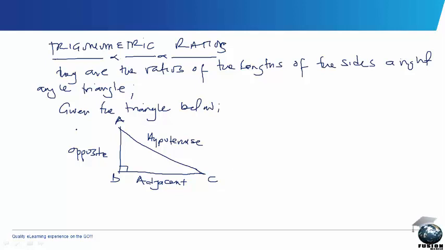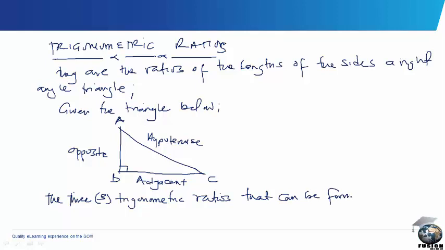There are three trigonometric ratios you can derive from this triangle, and the three trigonometric ratios that we can derive from this triangle are the sine, the cosine, and the tangent. They are formed using the lengths of the three sides of the triangle.